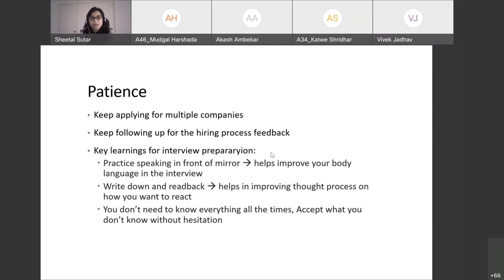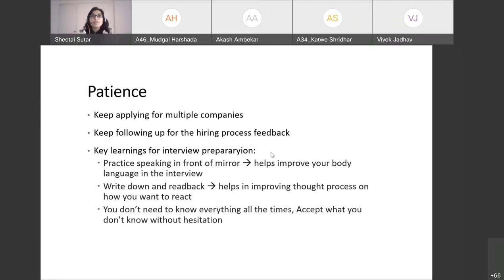How is your body language? So that will really help. I would really encourage you all to follow this practice. Or you can try that in front of a mirror. If you don't want to record, you can try that in front of a mirror when you are talking. And also writing down what you want to talk.